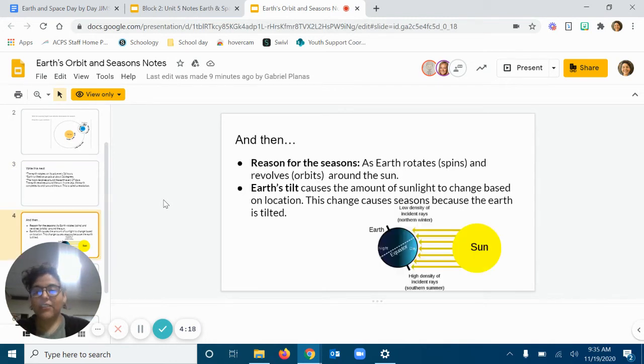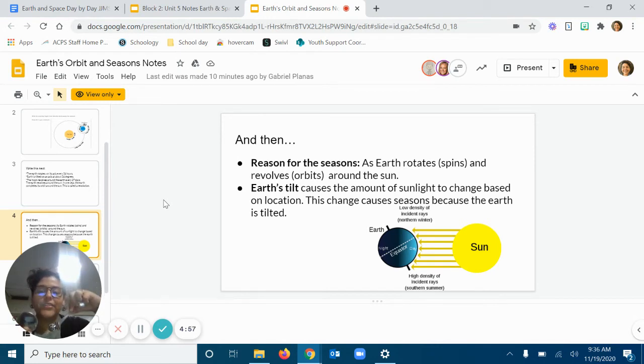And we're going to talk now about how that gives us the seasons. The Earth spins, so it rotates, right? It spins like that, and it orbits as it's spinning around the sun, like that. But at the same time, the Earth is tilted. So it's not straight like this, it's tilted. Because it's tilted, it causes the amount of sunlight to change based on its location.